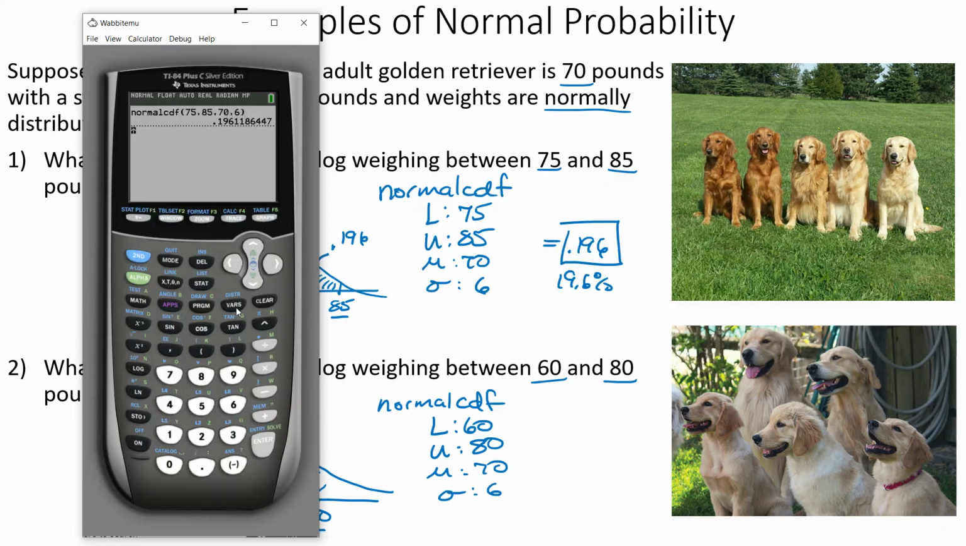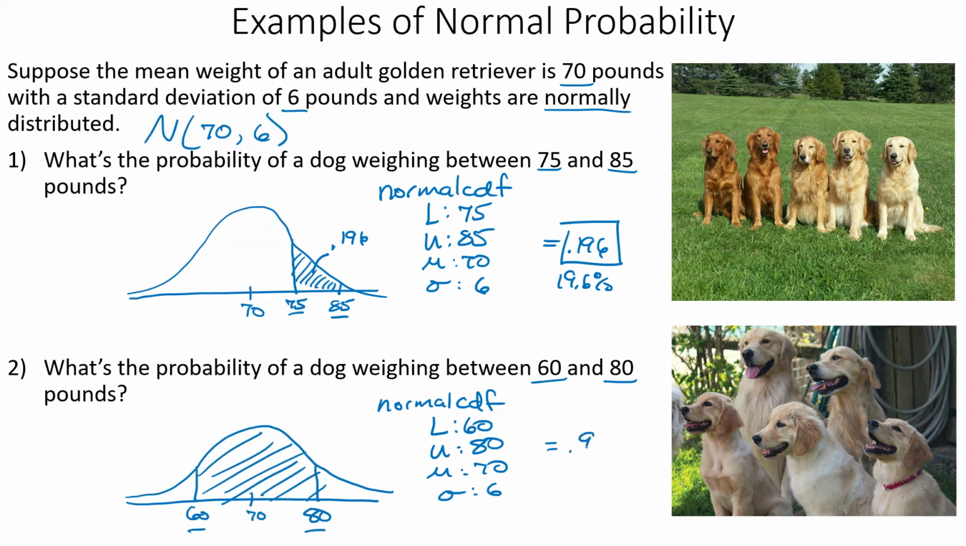All right, so second distribution, normal CDF, number 2. Let's see, we're going from 60 to 80. The other numbers are staying the same, so we don't have to type them in again. And there we go, 0.904, or 90.4%. All right, but the decimal's fine. You can just write the decimal, that's fine.